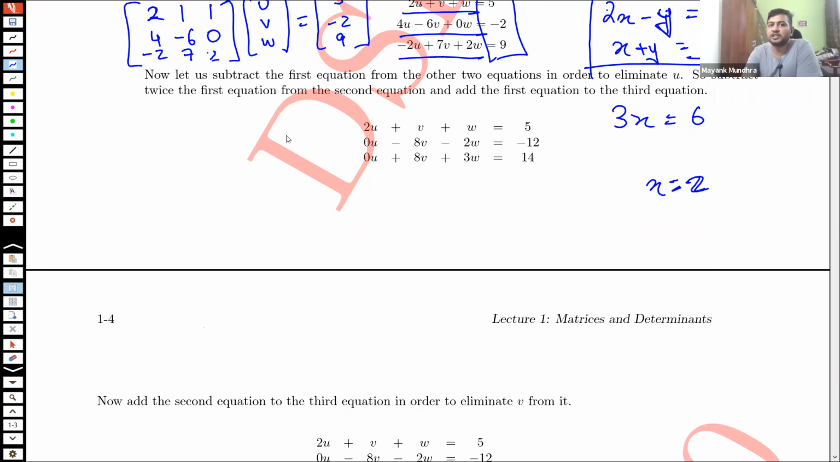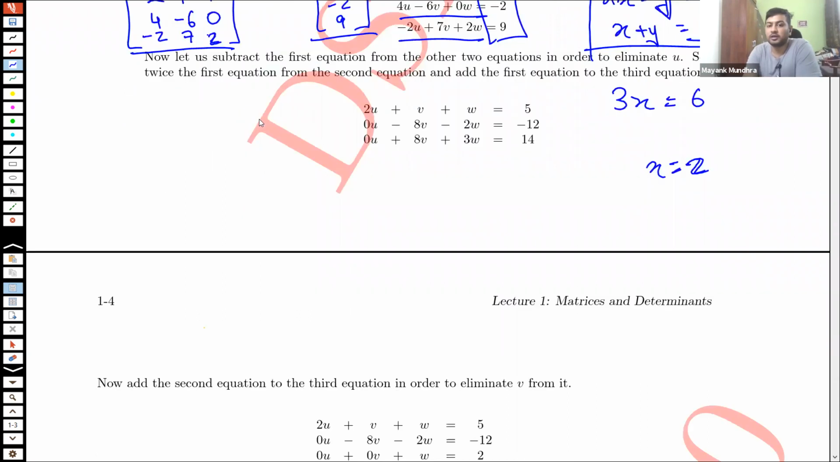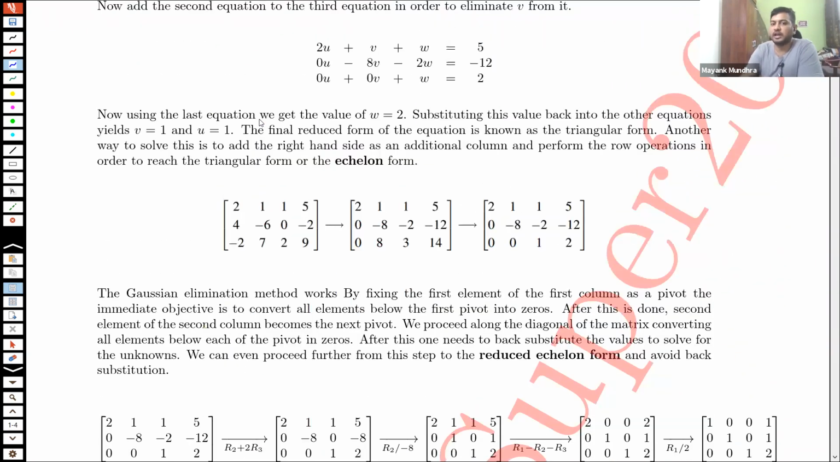Now, the way Gaussian elimination works is that you forget about this u, v, w. Just focus on this matrix of coefficients and this matrix of constants, and you write it as a combined matrix. So this is what I've written as this combined matrix. This was the matrix of the coefficients. This is the B matrix. So I've written it as a combined matrix.